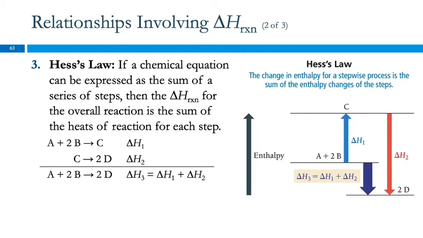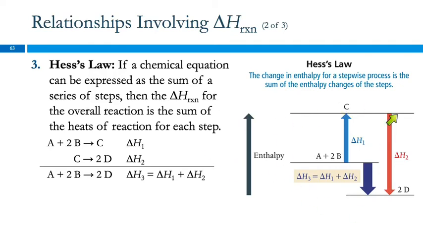And then Hess's law makes use of the fact that these things are state functions, and the process by which you get there is not important. It's just the difference between the final and initial. So Hess's law says that if the chemical equation can be expressed as the sum of a series of steps, then delta H reaction for the overall reaction is the sum of the heats of reaction for each step.